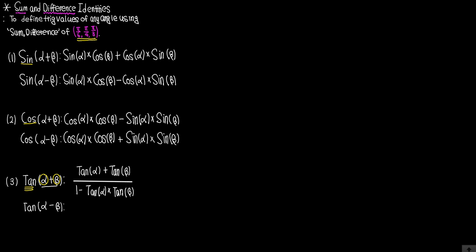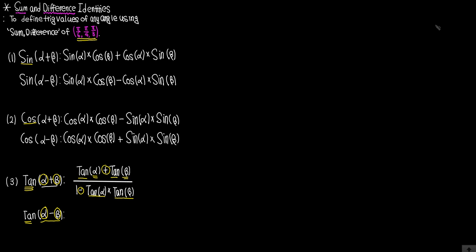So the tangent of alpha plus beta, the tangent sum identity, is written as the tangent of the first angle plus the tangent of the second angle in the numerator. And inside the denominator, it will be written as 1 minus the multiplication of the tangent of alpha times the tangent of beta. So that means we can easily write the difference formula for the tangent. The tangent of alpha minus beta is the same thing as the tangent of alpha plus beta, except the signs will be opposite.